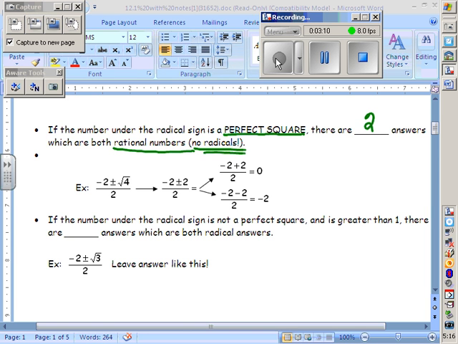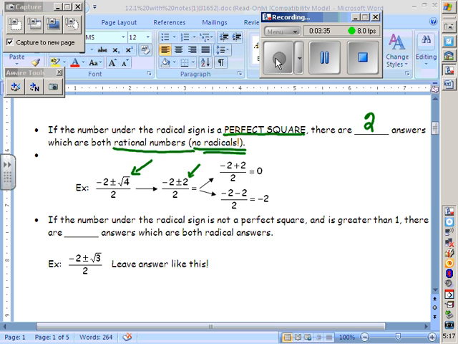Here's an example. This particular expression has been simplified down to the very end. Everything underneath the square root has been simplified as far as it can go. And now we have negative 2 plus or minus the square root of 4, over 2. When we take the square root of 4, we're going to get 2. So we have negative 2 plus or minus 2 over 2.